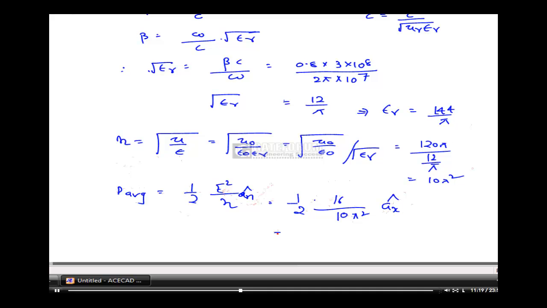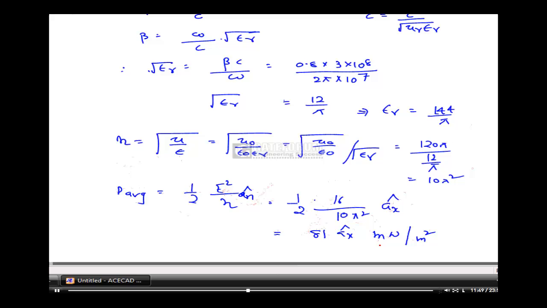So if you simplify this, how much will you get? 16 by 2 into 10 pi square ax cap. If you simplify this, approximately you will get 81 ax cap milliwatt per meter square.